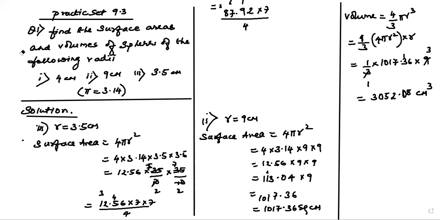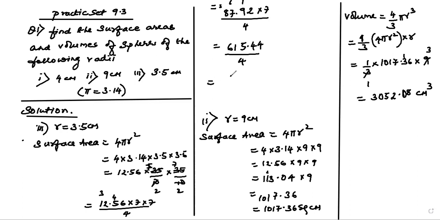Okay, 7 2s are 14, 1 carry over. 7 9s are 63, 64. Okay, 6 carry over. 7 7s are 49 plus 6, 55. 5 carry over. 7 8s are 56 plus 5, 61. The whole thing divided by 4. So how much do you get, children?